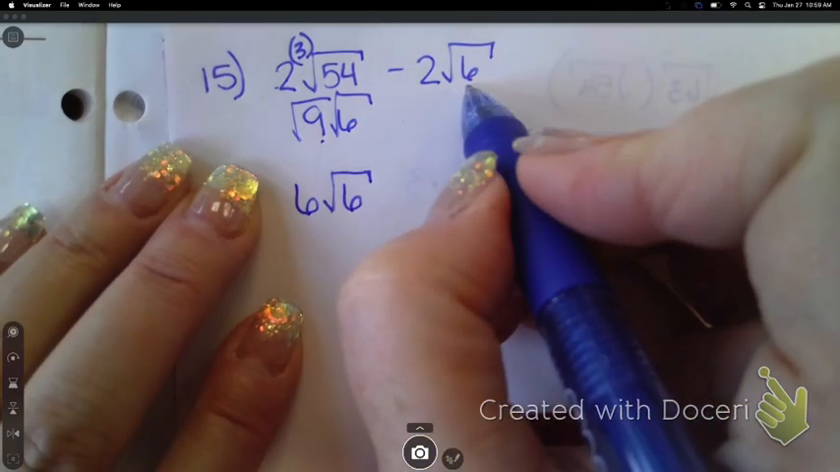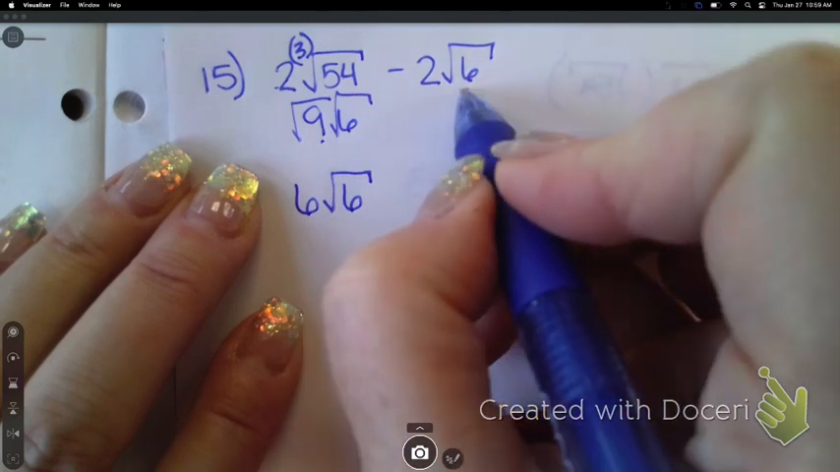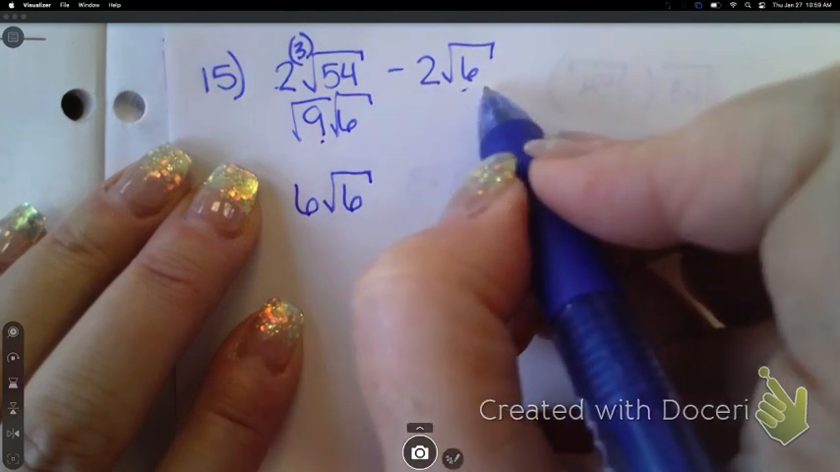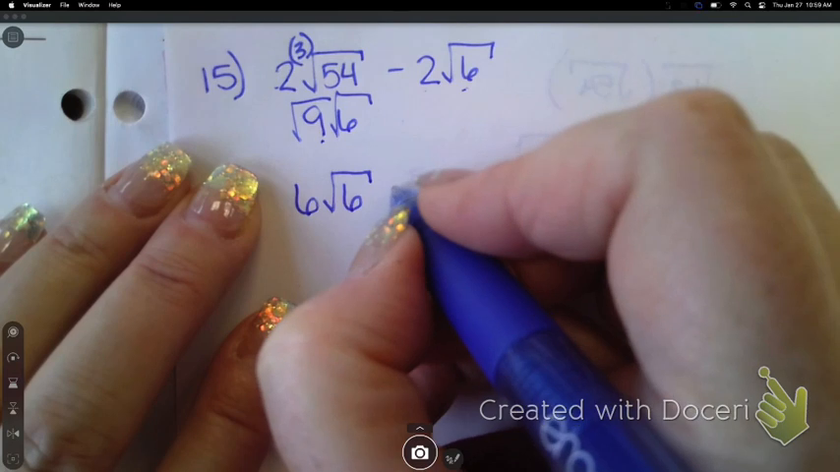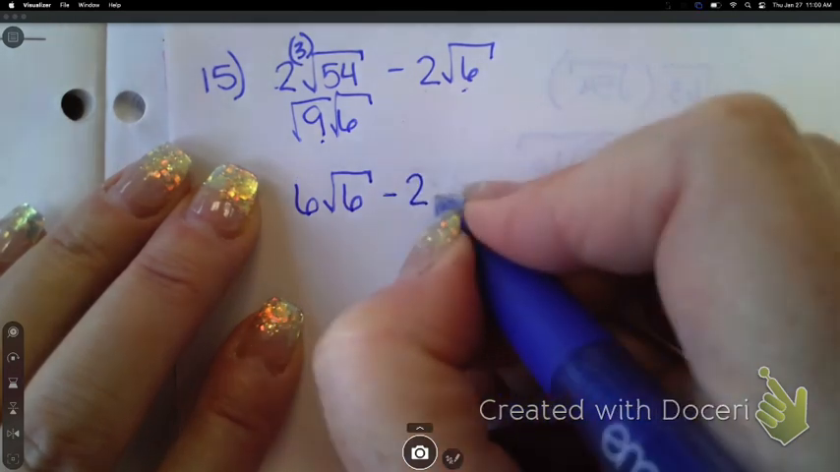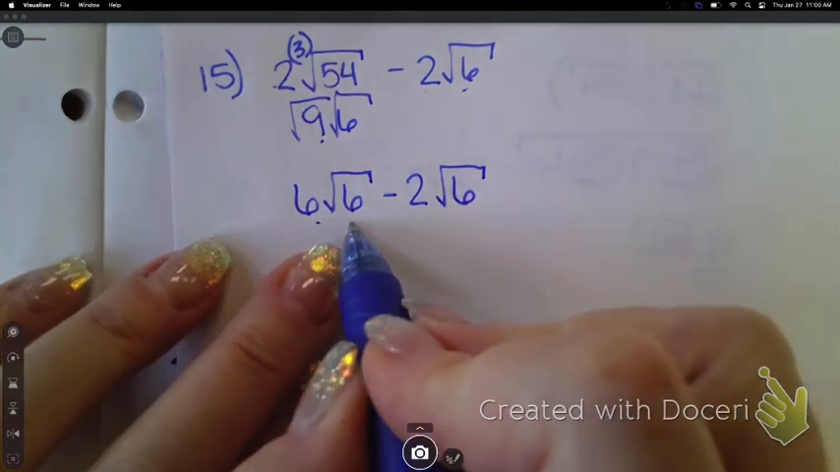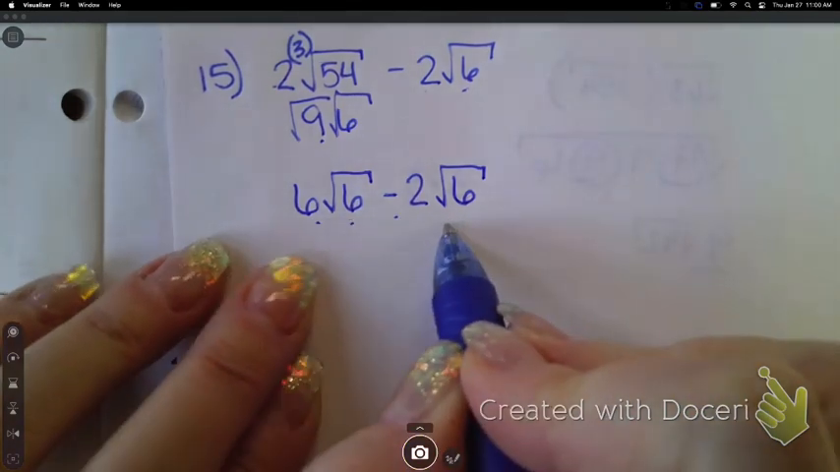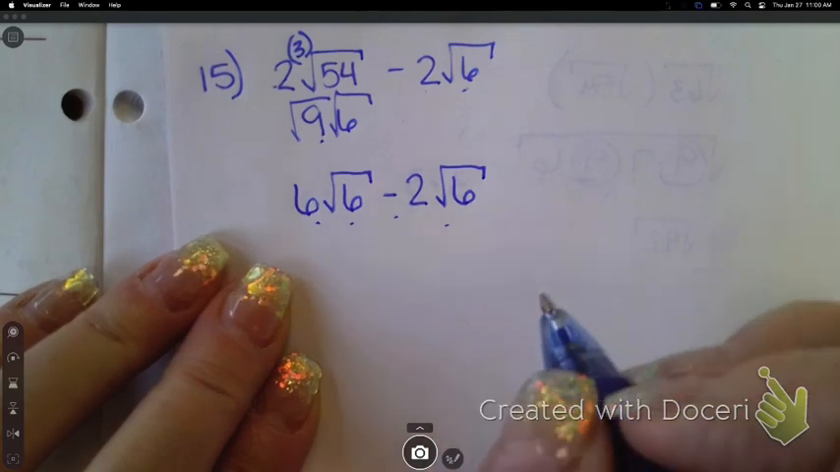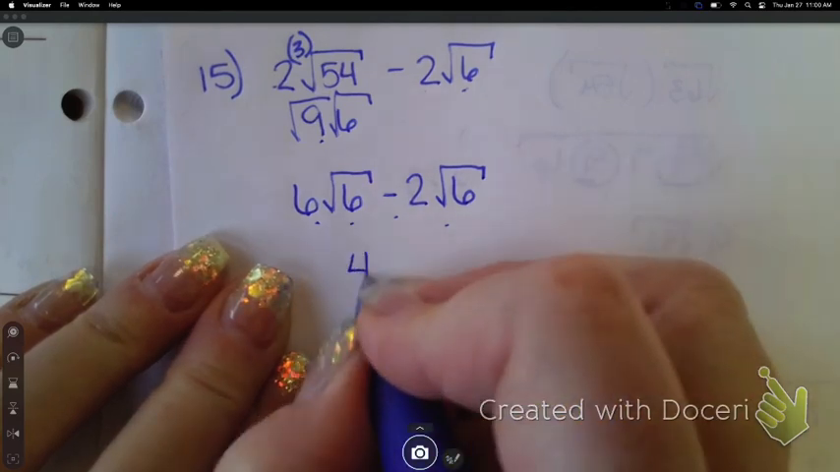Now, the next one is minus 2 square root of 6. Is square root of 6 already simplified? Yes. So I'm just going to subtract 2 square root of 6. So I have 6 square roots of 6, and I'm going to subtract 2 square roots of 6. So how many square roots of 6 do I have? 4. 4 square root of 6.